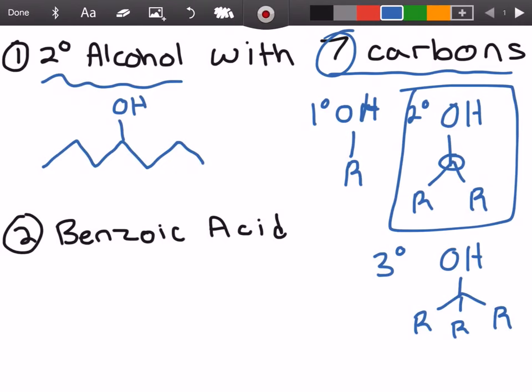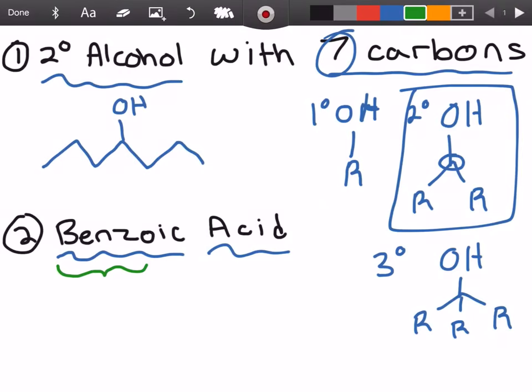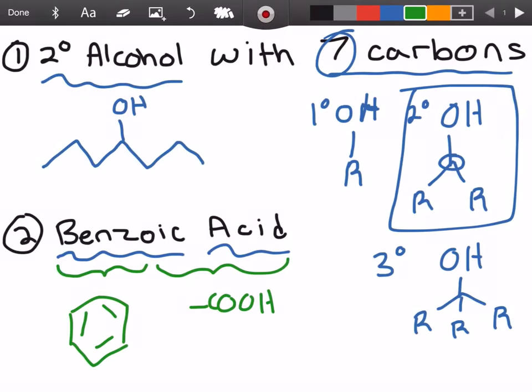So we want to draw benzoic acid. If we break this down, we have benz, which shows it's a benzene ring, and we know what benzene looks like. We have a 6-carbon ring with double bonds. And when we have oic acid, we know we want to have some sort of COOH. So that's going to be a carboxylic acid.